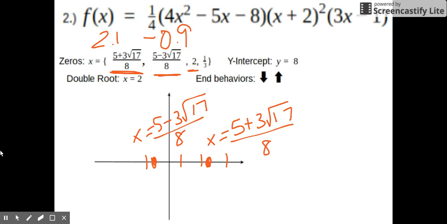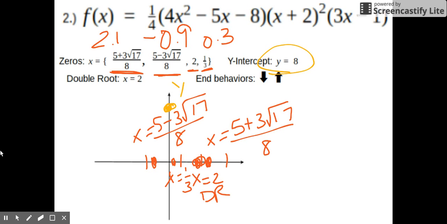Next I have 2. Okay, so 2 is about here. So x equals 2. And this is my double root. Now I've got 1/3. If I type 1/3 in my calculator, it's 0.3. So that'll be right about there. So x equals 1/3. Now I've got to do my y-intercept, which is 8. So we're going to say that's right about there. Again, this is a sketch, so it's okay if it's not to scale. And then finally my end behavior. So the left one is going down, and the right one is going up.